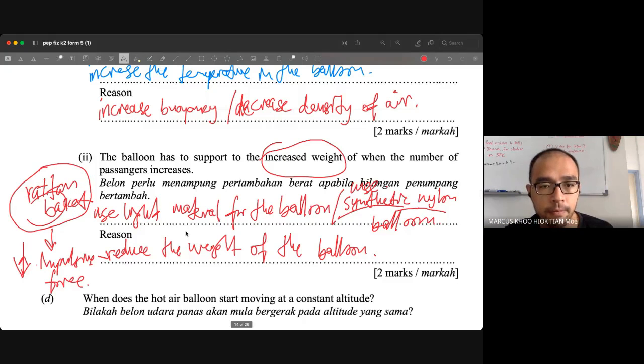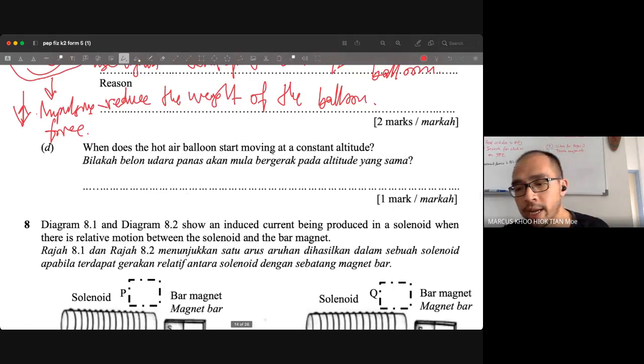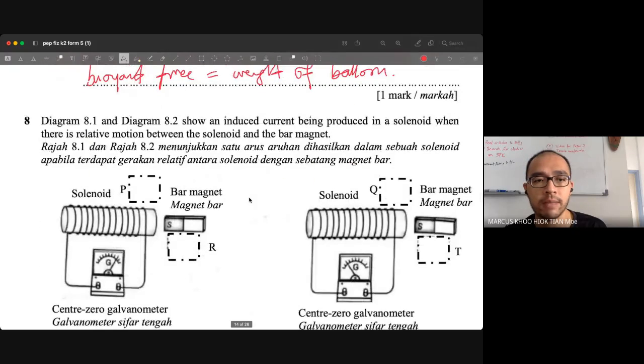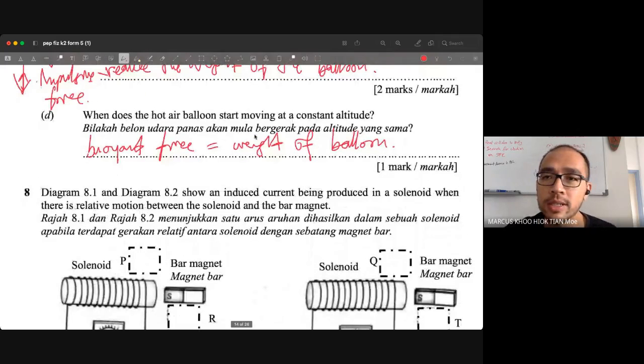Okay, to this one. When does the hot air balloon start moving at a constant altitude? Di sini once again lah, then dia cakap the density of the air equals to the density of the atmosphere, blah blah blah. No lah, guys, it is the buoyant force equals to the weight of the balloon. Ramai orang yang jawab di sini pasal density of the air, so saya macam, very good lah orang yang belajar inilah, but not so good in the end. Buoyant force equals to the weight of the balloon.